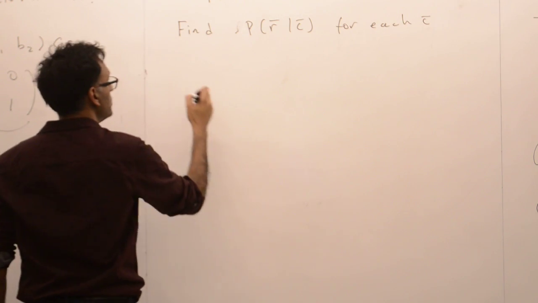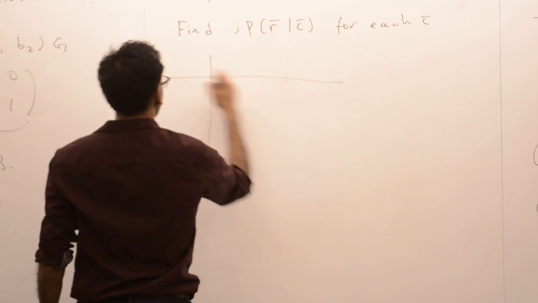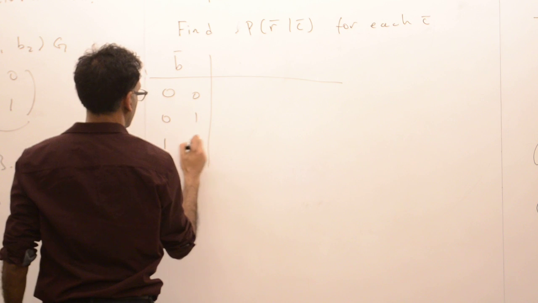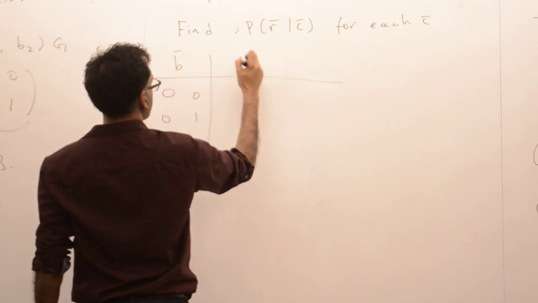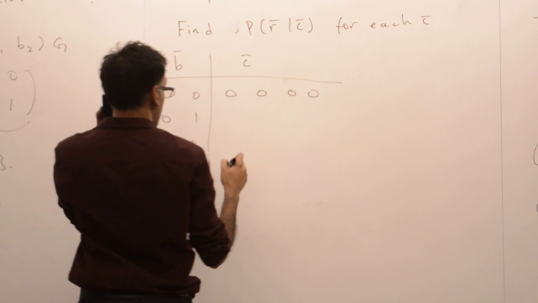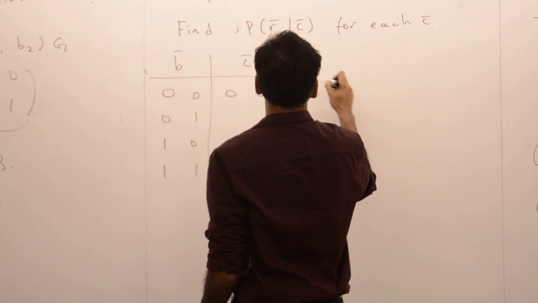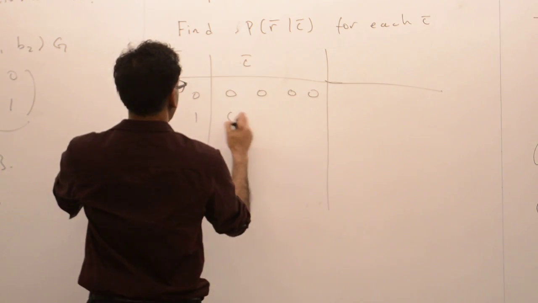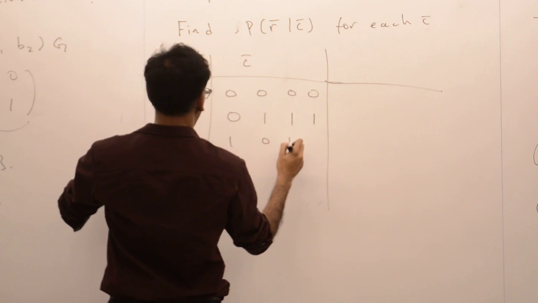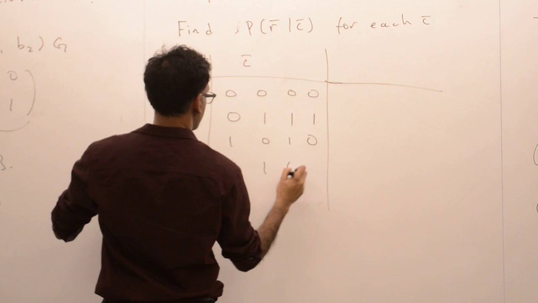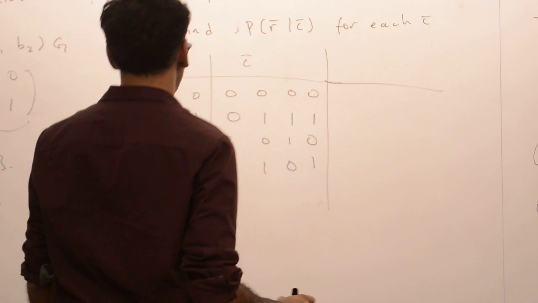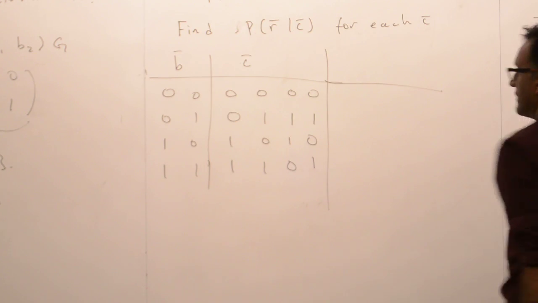Okay, so basically what I do is I write all the bits. This is where I do the table, right? B, so 0, 0, 0, 1. Here's C, so C is going to have 4. This will be 0, 0, 0, 0. This one will be 0, 1, 1, 1, 1, 0, 1, 0, 1, 1, 0, 1. Okay, so you know that R is not exactly any of these three.